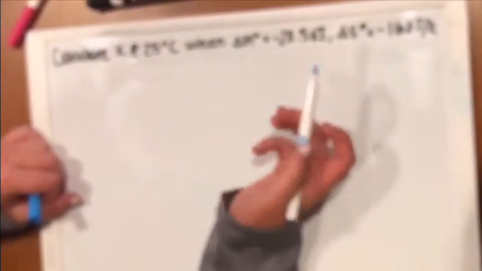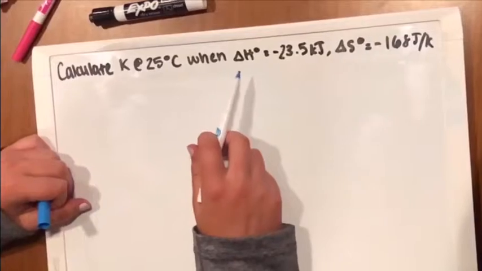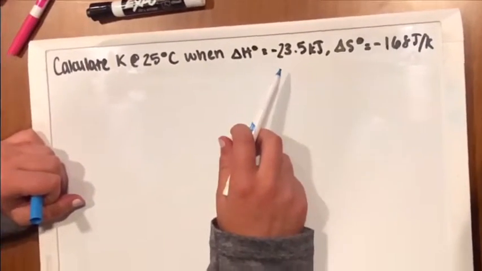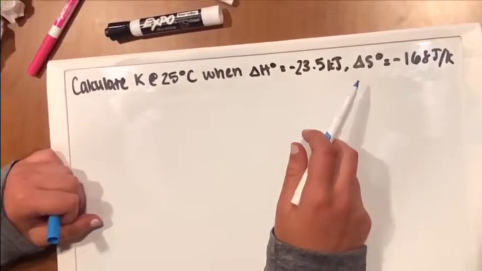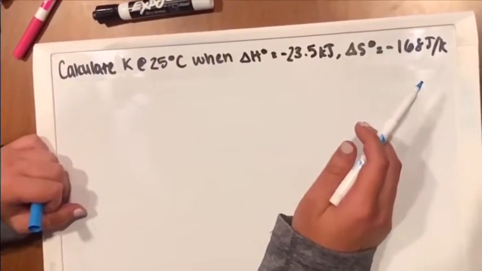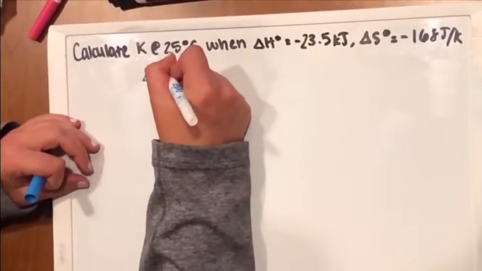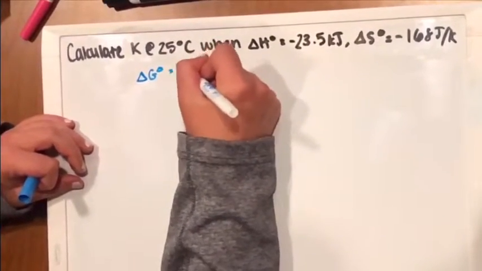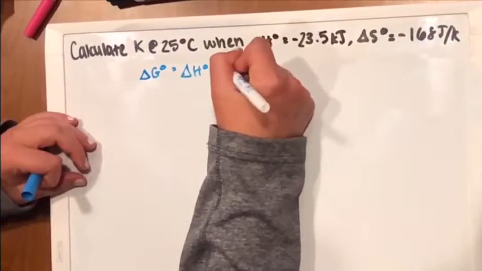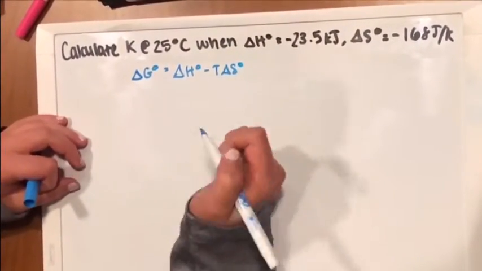So this example is asking you to calculate K at 25 degrees Celsius when delta H naught is equal to negative 23.5 kilojoules and delta S naught is equal to negative 168 joules per Kelvin. So first you want to use the equation delta G naught equals delta H naught minus T delta S naught because you're trying to solve for delta G naught.